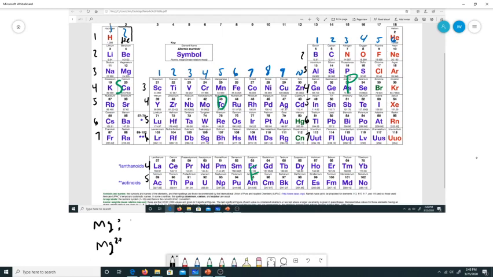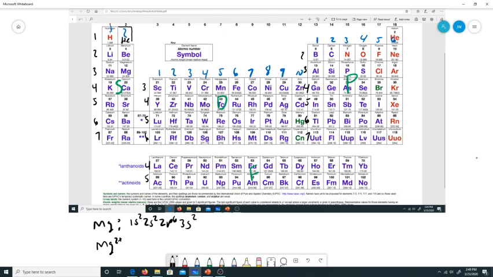So it's going to be 1s2, 2s2, 2p6, 3s. Let's see, it's 3s block, second one over, 3s2. 2 plus 2 plus 6 plus 2, that is 12 electrons. That's the complete electron configuration for magnesium.